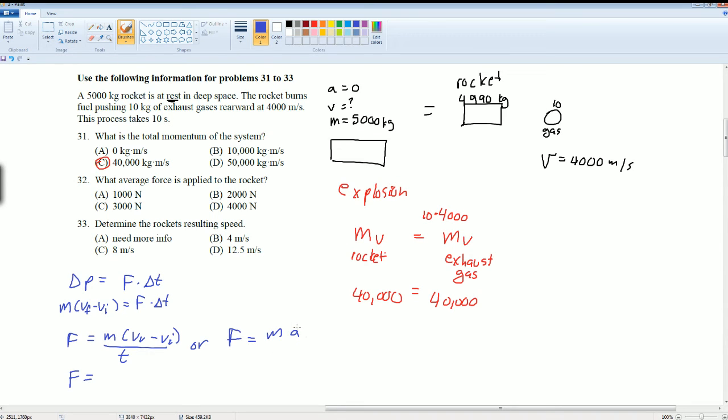Right? What is a? a is velocity final minus velocity initial divided by t, okay? This is deriving it, or you could derive it another way. There are two ways to derive this. This is using momentum. This is just using your force equations.